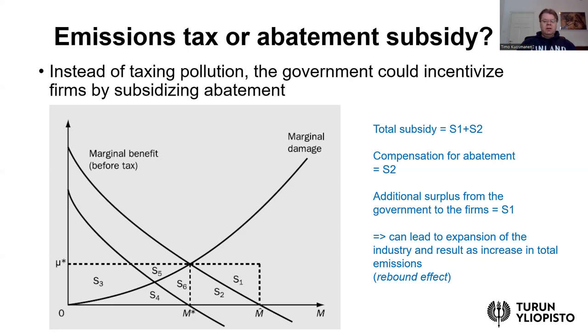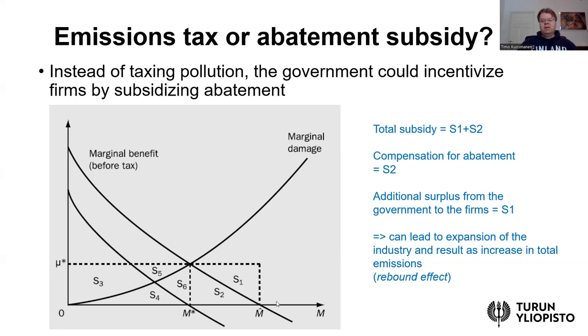So instead of imposing a tax, the government could do the alternative strategy and say, okay, we are subsidizing the abatement. The optimal level of subsidy would also be equal to mu asterisk, because if the government says, we give you a subsidy equal to mu asterisk per unit, then for the foregone benefits, firms would have an incentive to decrease production until this M asterisk, and the government would have to pay a total subsidy, which can be seen in this figure as the total area of S1 plus S2.